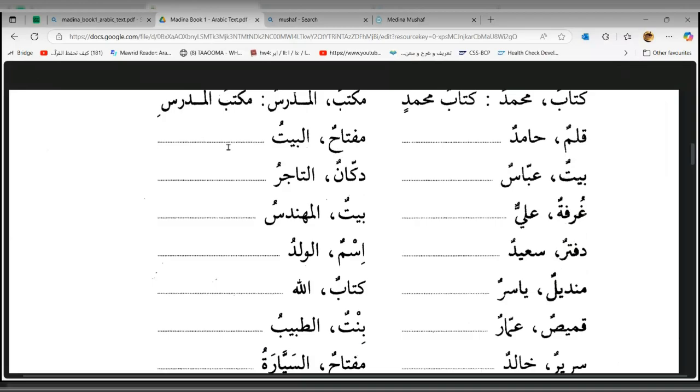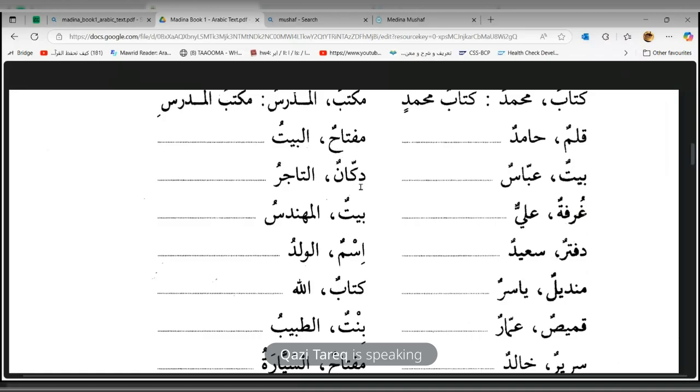Very good. And then the next one, Dukkanun and At-Tajiru. Dukkanu Tajiri. So the ta has a shadda because it's a sun letter. Remember we did the sun letters? When you have alif and lam followed by a sun letter, the lam becomes a ta, so that the ta takes a shadda, and then Tajiri.